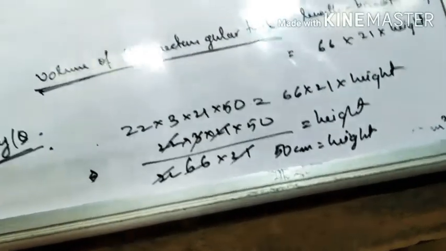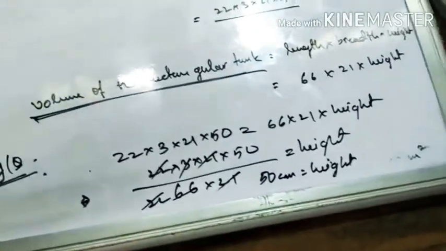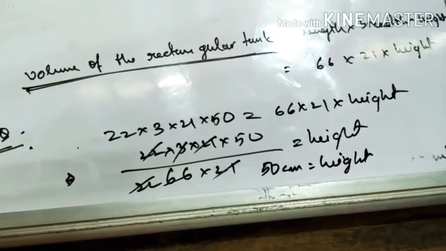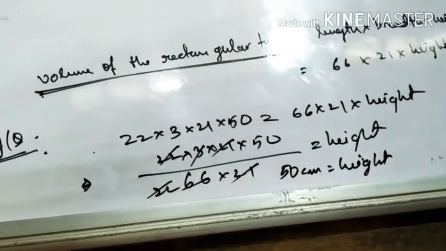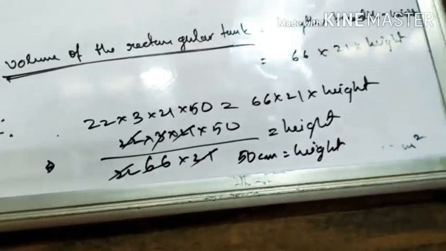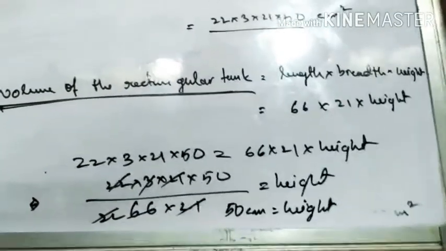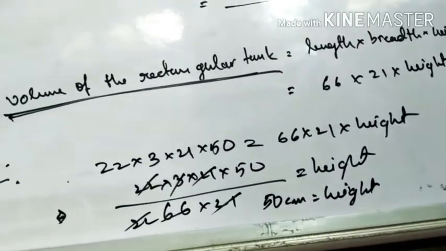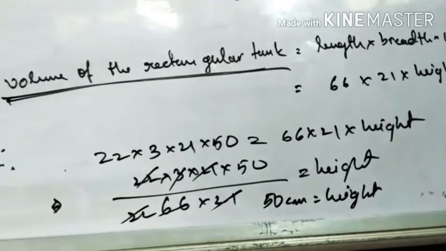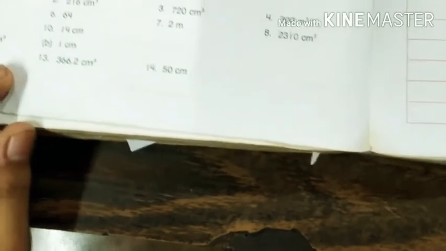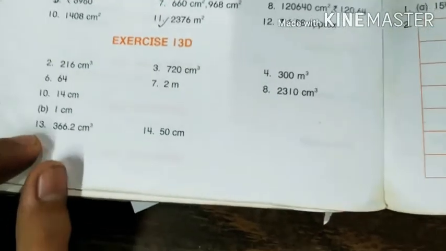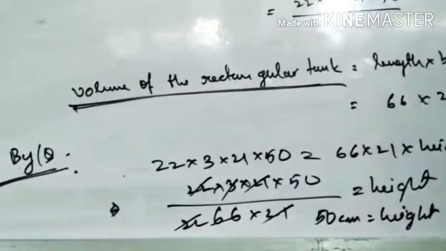Therefore I can say that the height of the rectangular tank, or the height of the water level in the tank, whatever you write, is equal to 50 centimeter. Let's check the back answer. Exercise 13D, question number 14, you say 50 centimeter. The back answer is not matching with my answer. No problem, I think the back answer is wrong. I hope you have understood. Thank you.